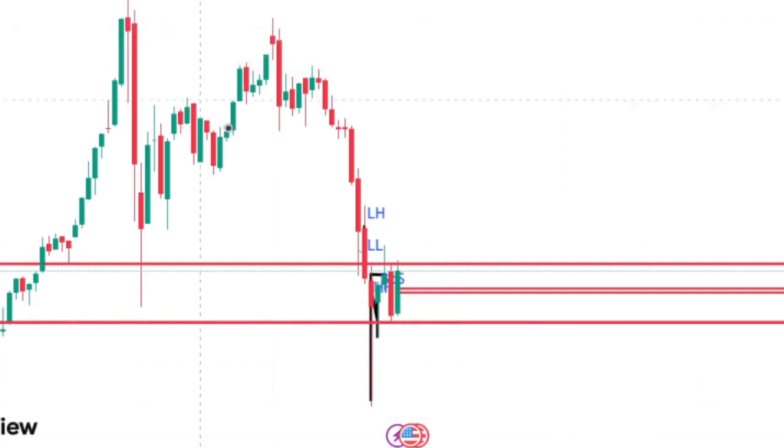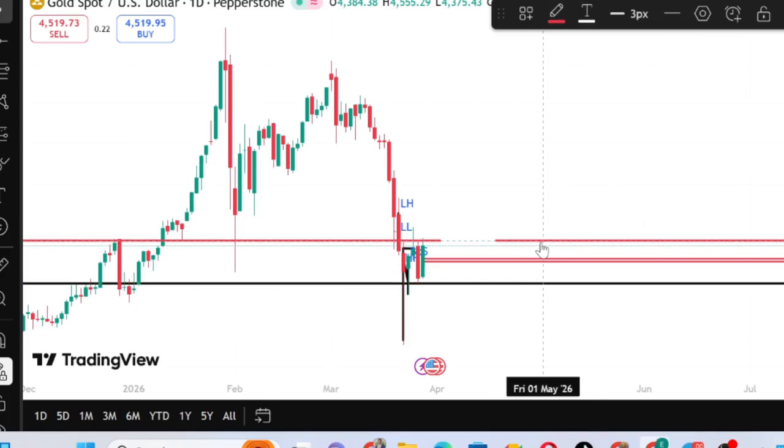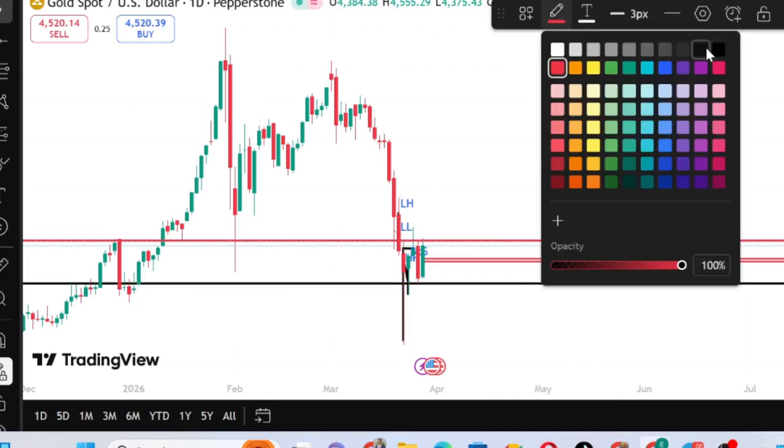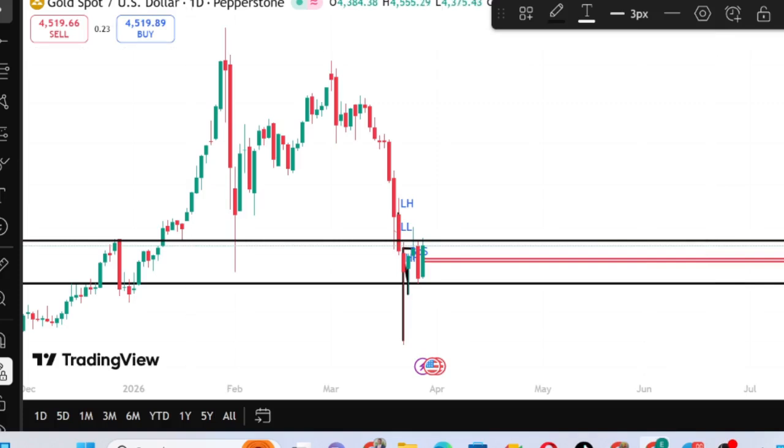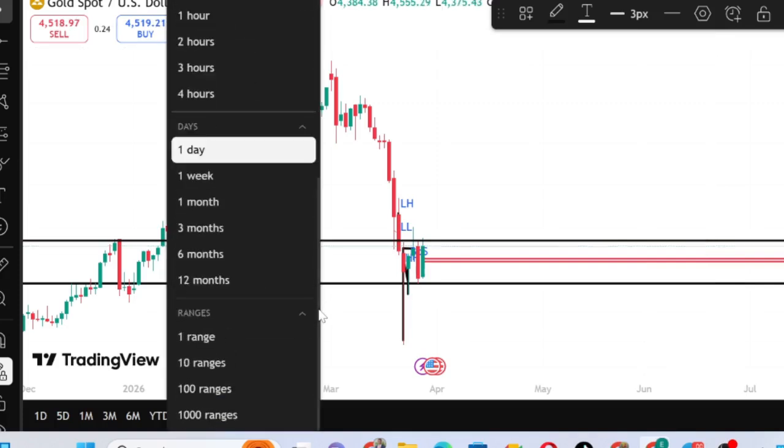Now, the moment I marked those two things out, I changed the color to avoid confusion, so that when we are going to the lower time frame, I know where I am. Now, I also stepped down to 1 hour. This was the next thing I did. I stepped down to 1 hour to mark Asian highs and lows.